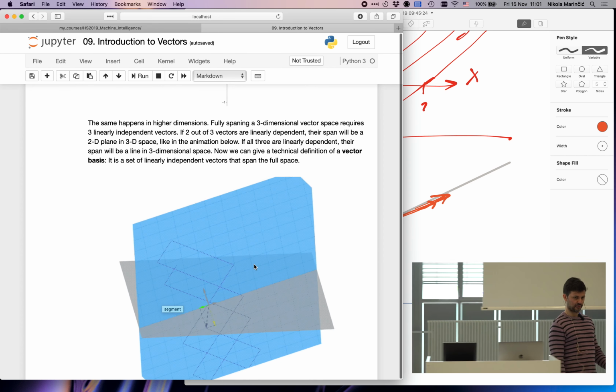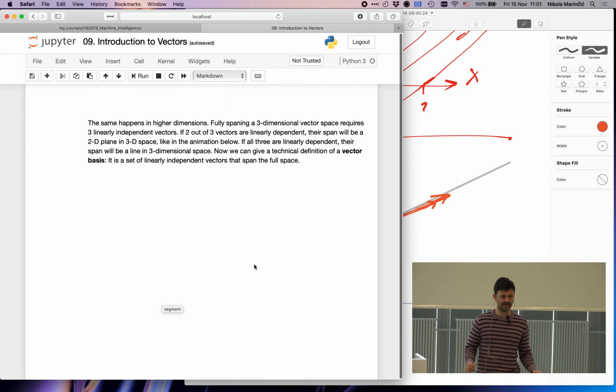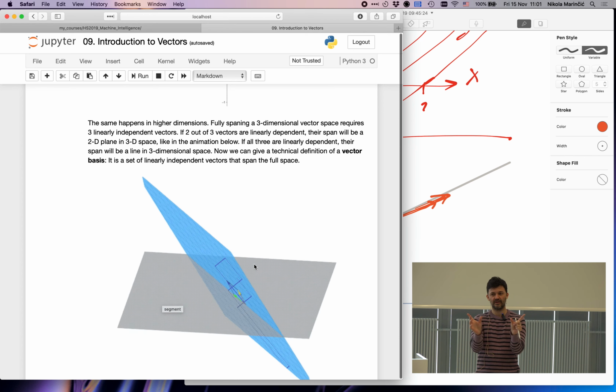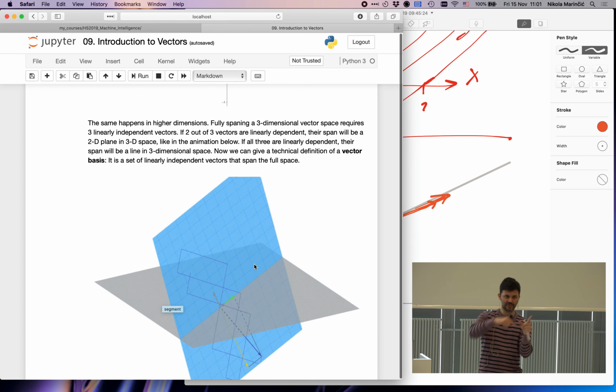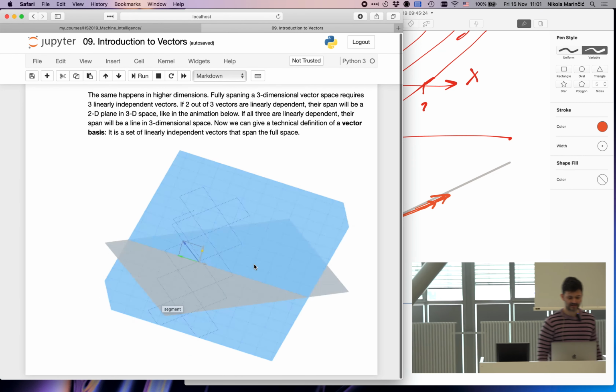If you have three vectors in higher dimensions which are linearly independent, which means I cannot use two vectors to describe the third one, just like I showed you in the image, then they span the full space.